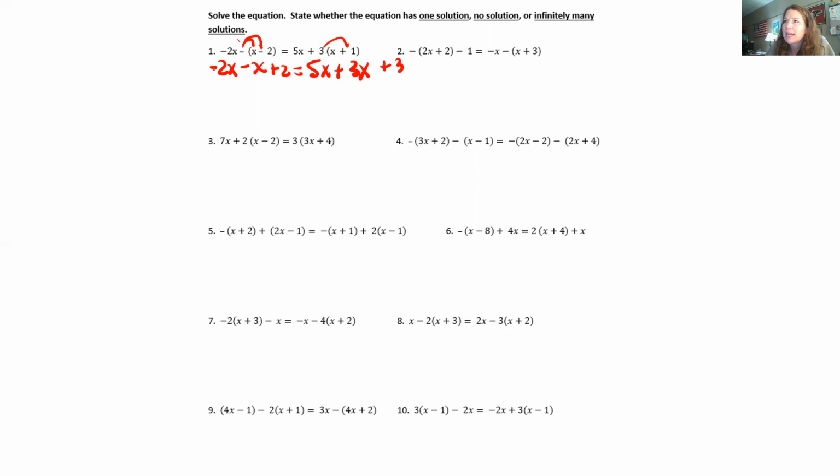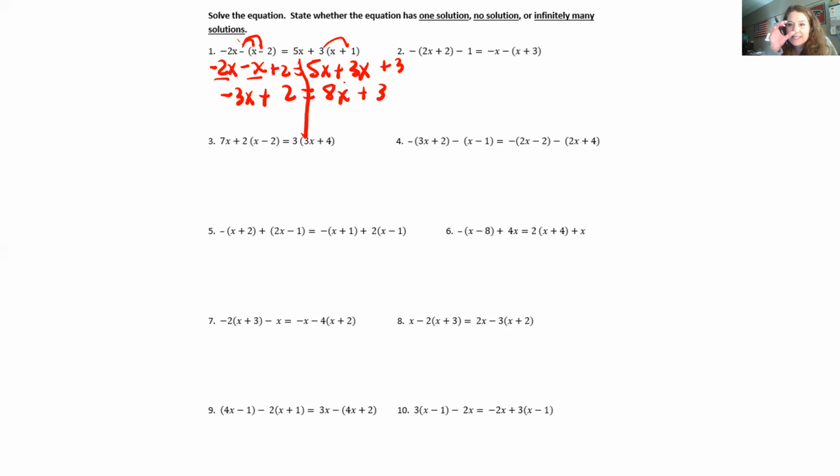So now I'm going to combine like terms on both sides of the equal sign. I have -2x minus 1x is -3x. Bring everything else down. Now remember, you can't combine over the equal sign. So 5x plus 3x is 8x.